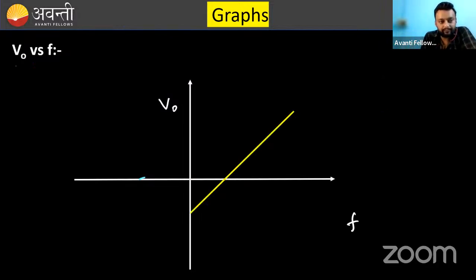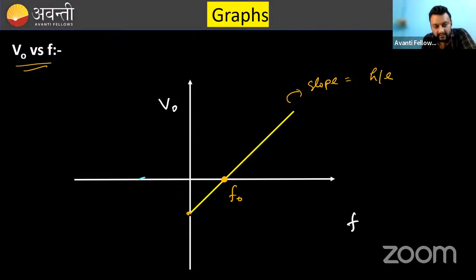V naught versus F. Now listen to me again very carefully. The relation between V naught and F is, okay, you don't know the equation of a straight line, so I am not expressing it in those terms. What I am telling you, remember this. The point at which it cuts the x-axis, the frequency axis, is known as threshold frequency. The slope of this graph is h by e, and this intercept is psi by e.